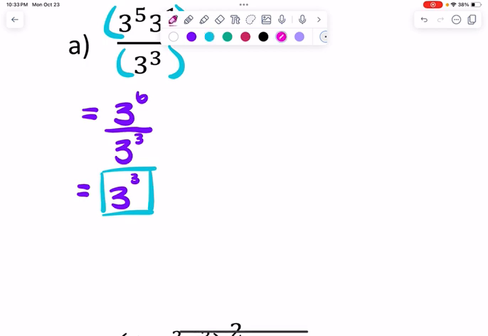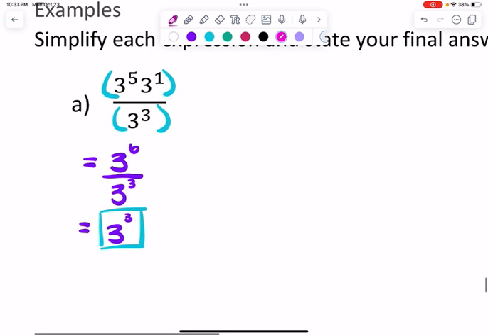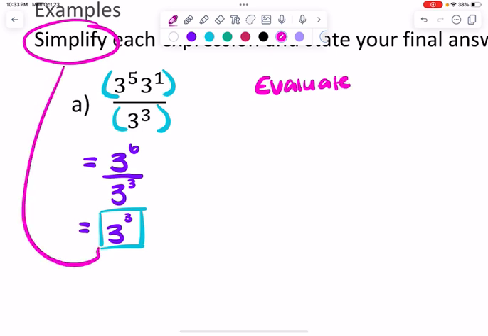Now, this is why I said it was crucial to know the difference between simplify and evaluate. If I want to simplify, my end goal is to get here. If I want to evaluate, which I am not asked to do in this question, but I can be asked to do on assessment or down the road, I want my final answer to be a number, not a power, a number.